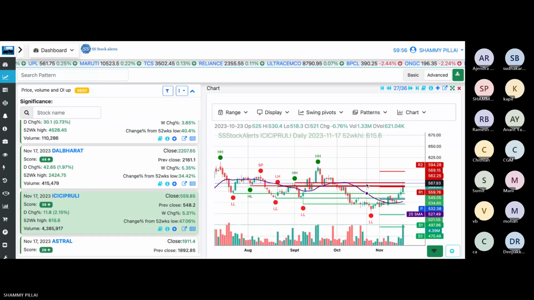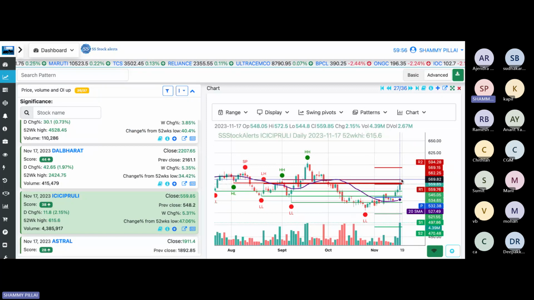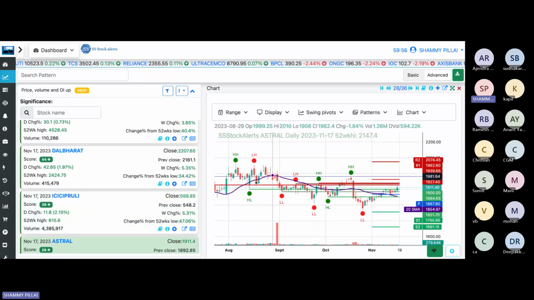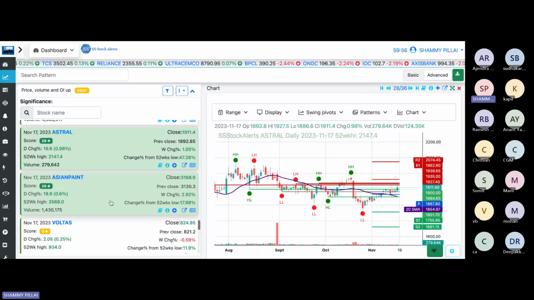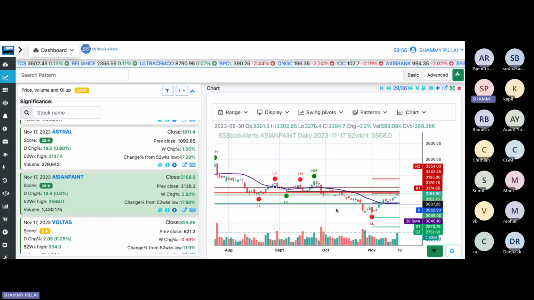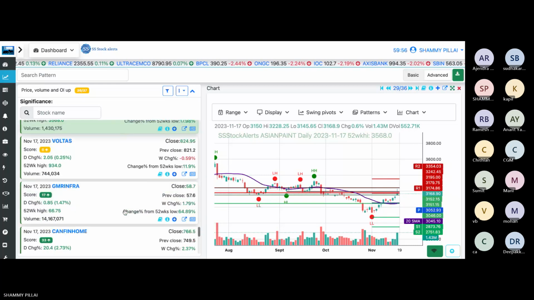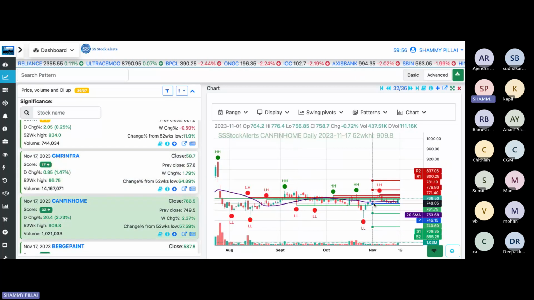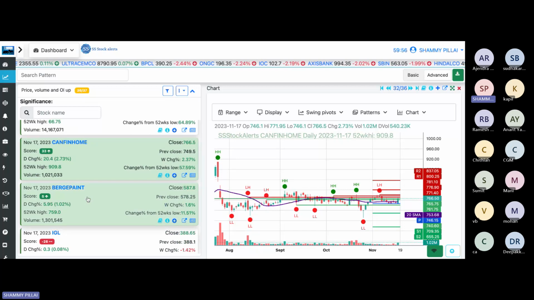ICICI Prudential, next week, this can blast. Astral, next week, this can blast. Asian Paints, all paint stocks are going good. Can Fin Homes, yes. Berger Paints, yes.